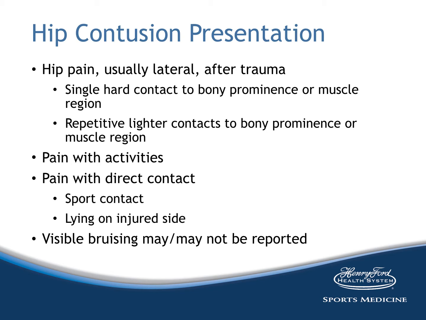Contusions present as pain in the hip, usually lateral, after direct trauma, typically a single hard contact to the bony prominence or muscle region, but repetitive lighter contacts to the bony prominence or muscle region may also cause a contusion. The athlete will have pain with activities, and particularly pain with direct contact on the area. And that could be significant contact, such as sport contact, direct contact with another player or the ground, but it also could be discomfort simply from lying on the injured side. Visible bruising may or may not be reported.